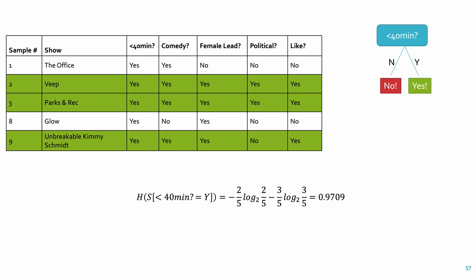Now let's look at the right side. If the show is less than 40 minutes, we have 3 out of 5 labeled as yes and 2 out of 5 labeled as no. Our entropy ends up being 0.97.